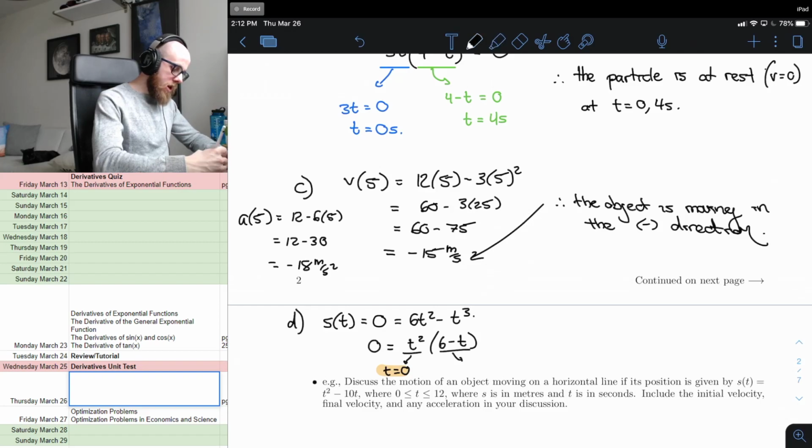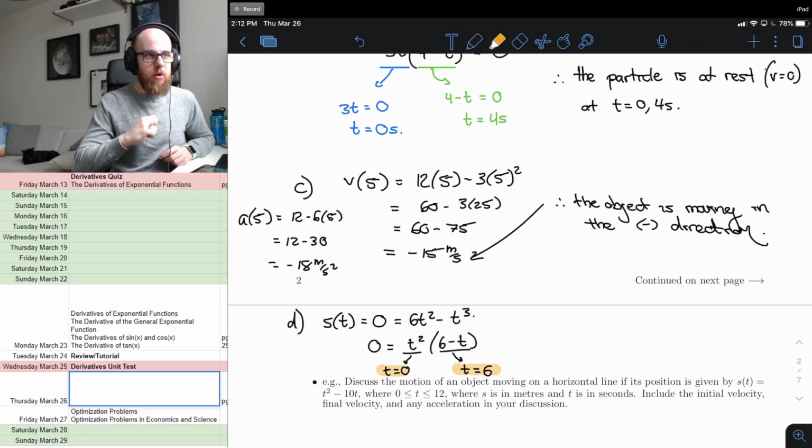And the other solution is at 6 seconds. So when t is equal to 6 seconds, we also get back to our original point, our original position.